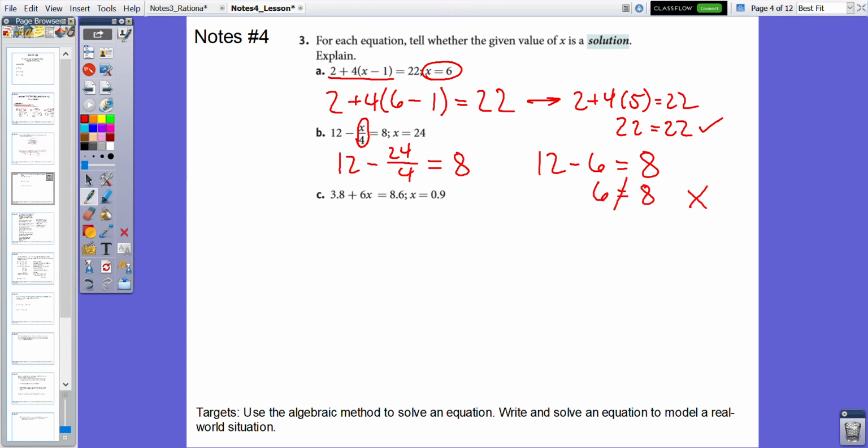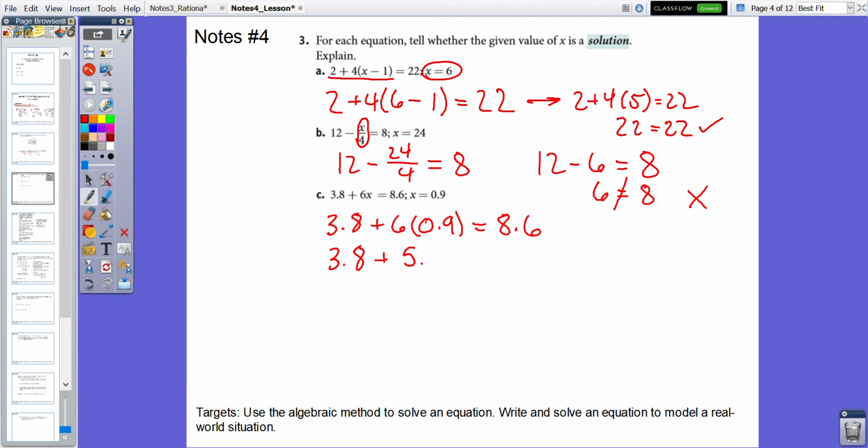All right, and the last one, dealing with decimals, they're not too scary, okay? We have 3 and 8 tenths plus 6 times the number x equals 8 and 6 tenths, where x is equal to 9 tenths, or 0.9. Okay, so we're just going to replace x with 9 tenths. So 3.8 plus 6 times 9 tenths is equal to 8.6.